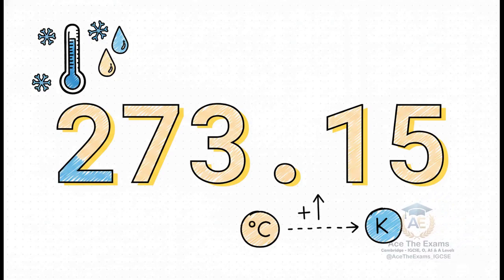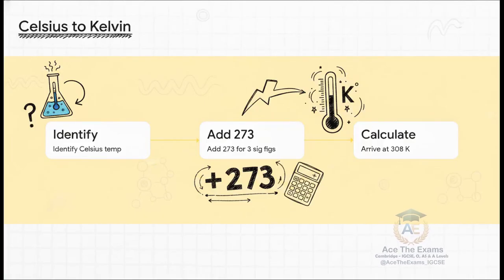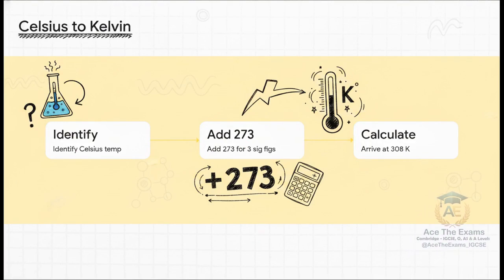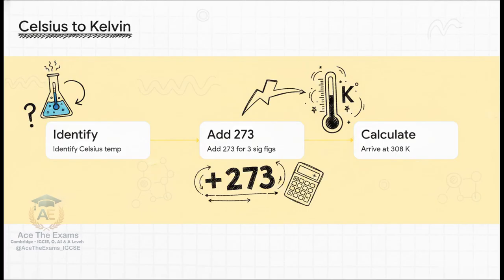add 273.15. Let's look at a super quick example from the source material just to lock this in before moving on. Say we have a liquid measured at 35 degrees Celsius. Step 1, identify that Celsius value, which is 35. Step 2, we just add our conversion number. The source uses 273 here, just dropping the decimal to keep it to 3 significant figures for simplicity. Step 3, 35 plus 273 equals 308 Kelvin. It really is that straightforward.